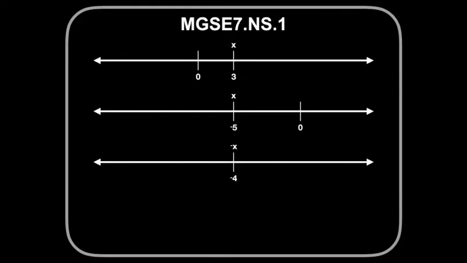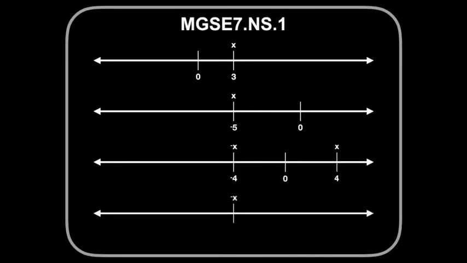If the opposite of x is negative 4, where is 0? And how do you know? And where is x? And how do you know? If I start at any negative number, how would I get to 0? If I start at any positive number, how would I get to 0? And how do you know?